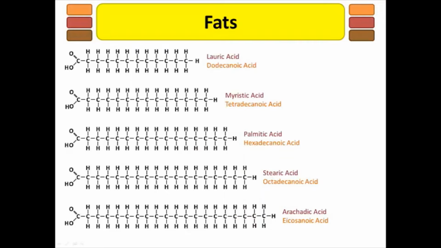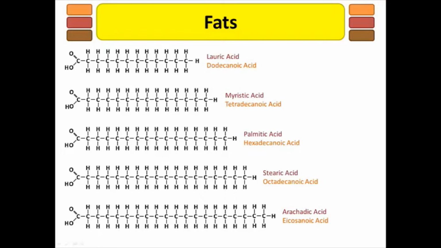Despite their simple structure, there's a surprising diversity in fats that results from the different types of fatty acids that can be added to the glycerol backbone. For example, fatty acids come in a variety of different chain lengths that vary between 12 and 24 carbons long. A few of the more common chains are shown here, with both their common names and chemical names.